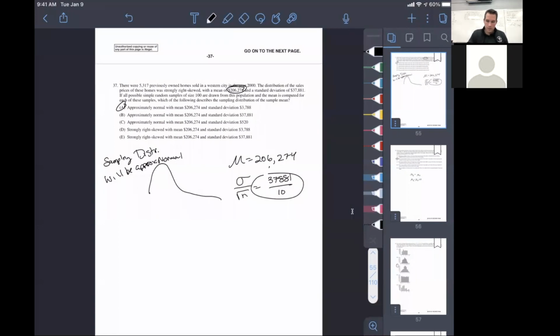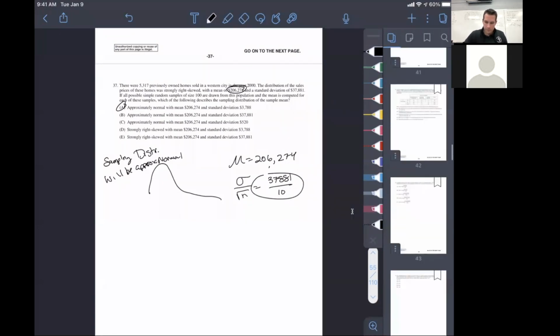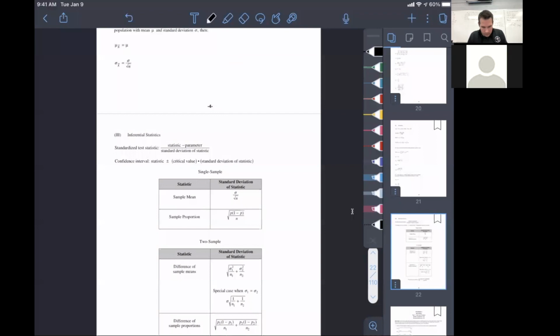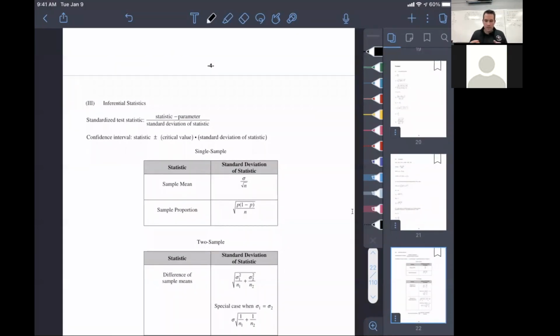Okay. You can also see here that for a sample mean, the standard deviation of the statistic is sigma over the square root of n. And that's what we're really looking for, the sample mean of the sampling distribution.